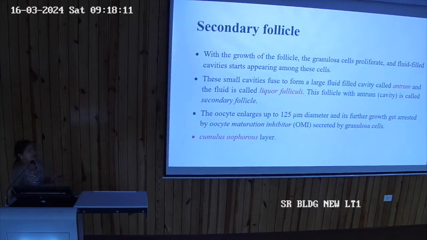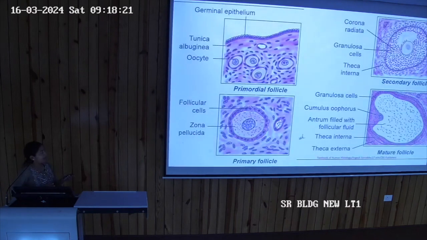Next is the secondary follicle. Now again it is increasing in size, it has changed to cuboidal epithelium. Now multiple layers of the epithelium will occur. Till now a single layer of epithelium was present, it was squamous, then cuboidal. Now multiple layers of cells will be present.